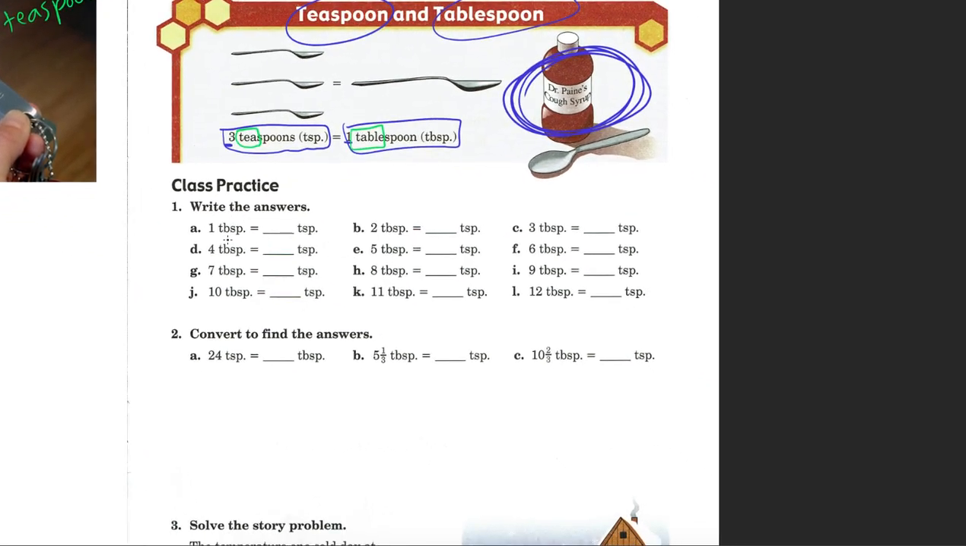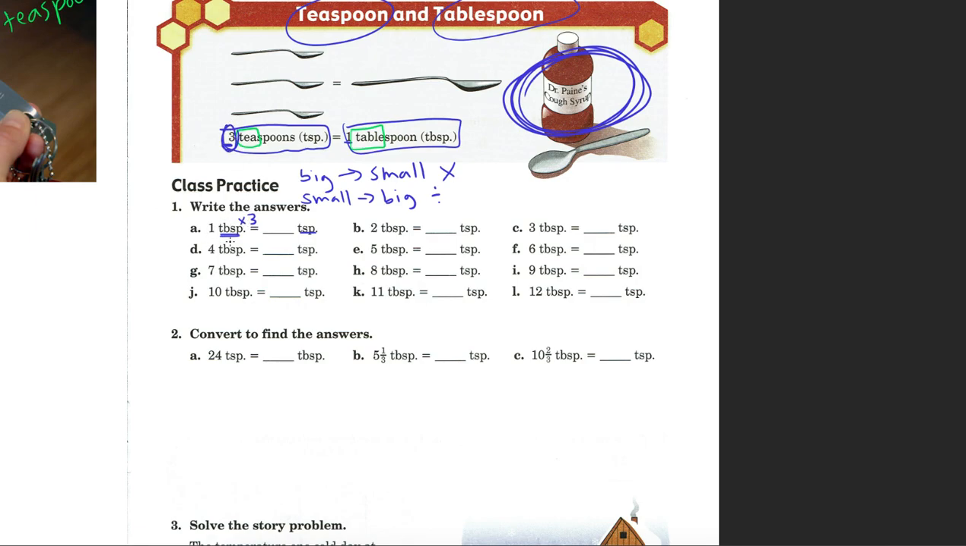Write the answers. 1 tablespoon equals how many teaspoons? One important thing to remember, guys, is that when we're going from a bigger to a smaller unit of measure, we have to multiply. When we go from small to big, then we have to divide. So we're going from tablespoon to teaspoon. This is big to small, so we're multiplying. What's our special number? Multiplying by 3.